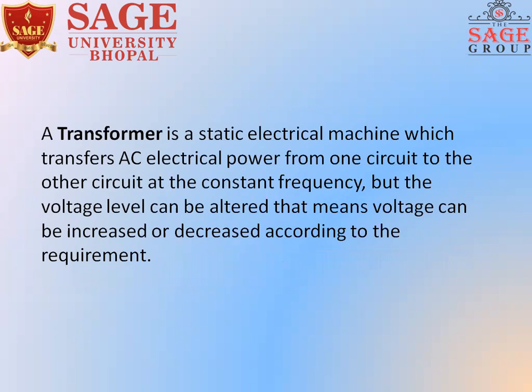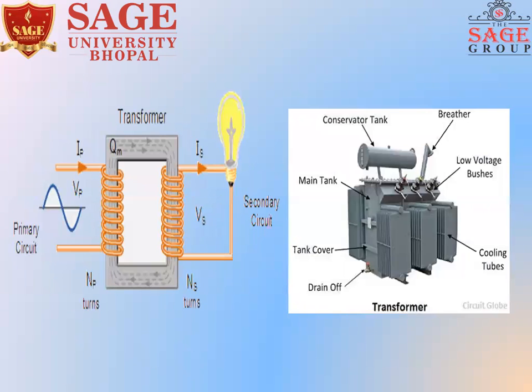In other words, a transformer is a static electrical machine which transfers AC electrical power from one circuit to another circuit at constant frequency, but the voltage level can be altered. That means voltage can be increased or decreased according to requirement. If it is a step down, the required voltage is low, and if it is a step up, the required voltage is high. So move on to the next slide.